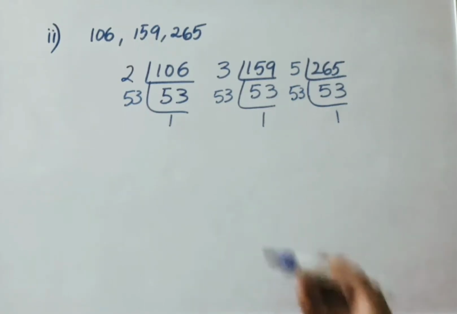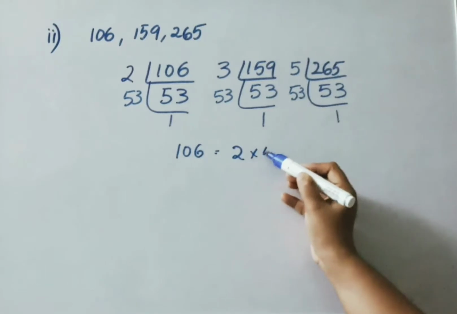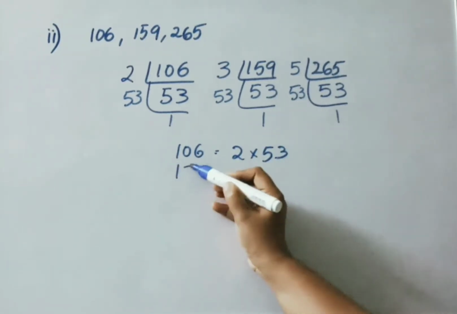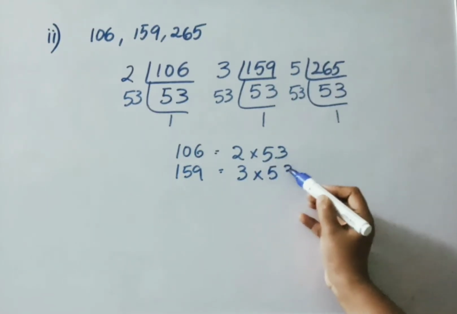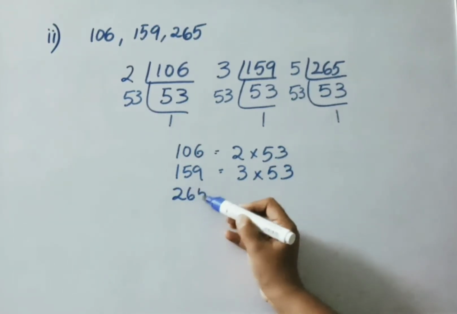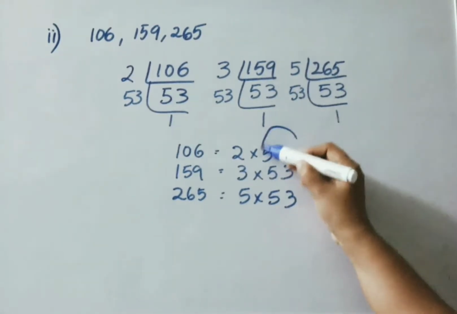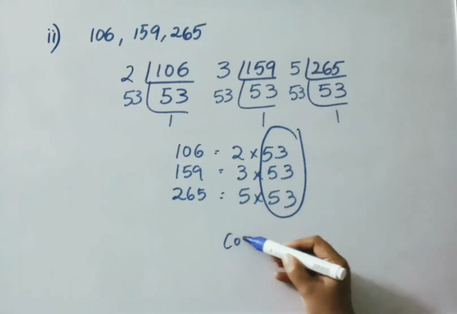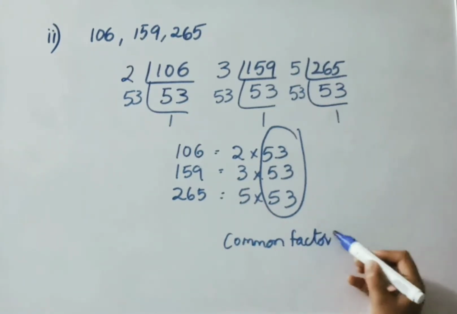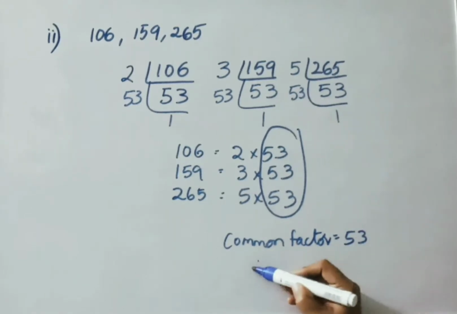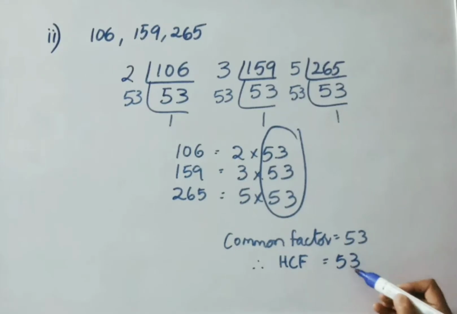Now let us write the prime factors. For 106, 2 into 53. For 159, 3 into 53. For 265, 5 into 53. Now let us take the common factors. So write down common factor equals to 53. Therefore, HCF of all the three given numbers is 53.